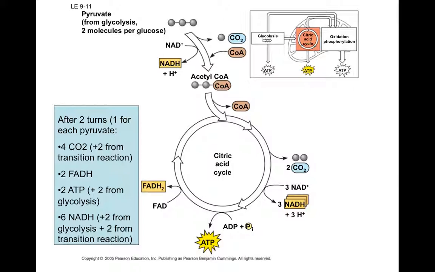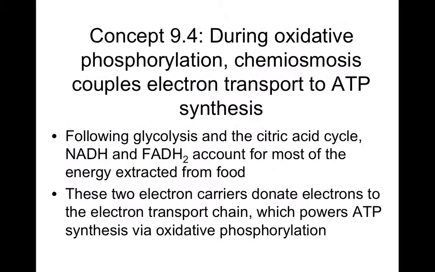Think back to your overall equation of cellular respiration. The 2 FADH2s will be used during the electron transport chain. 2 ATPs plus 2 from glycolysis gives us a net gain of 4 ATPs so far. If we're going to make 38, we know that most of our ATP will be made during oxidative phosphorylation, the next step. And a total of 10 NADHs have been formed, 6 from the Krebs cycle, 2 from glycolysis, and 2 from the transition reaction.